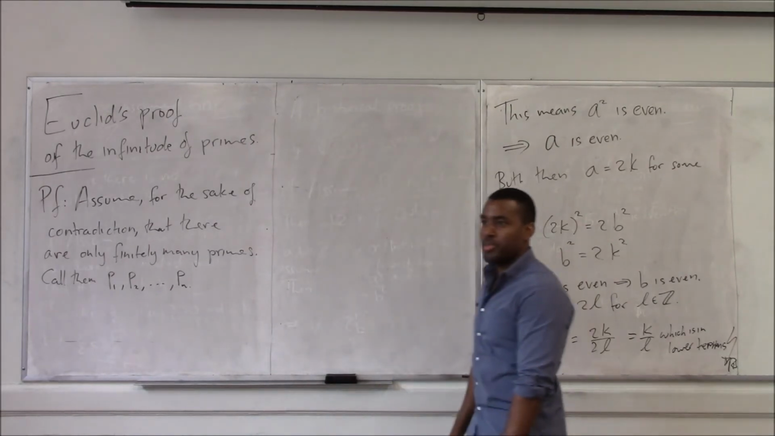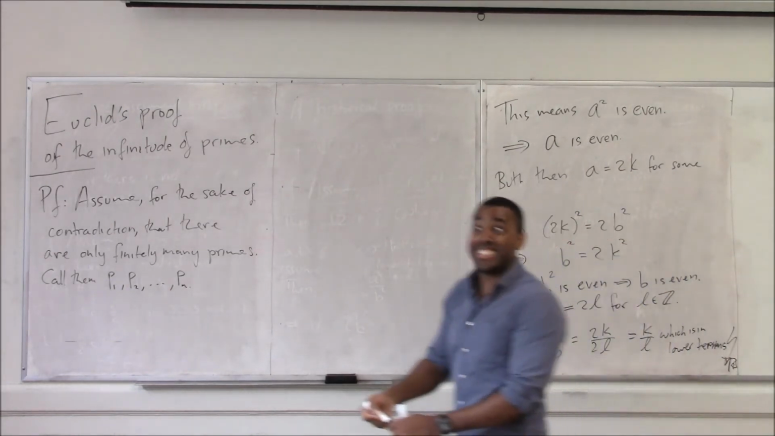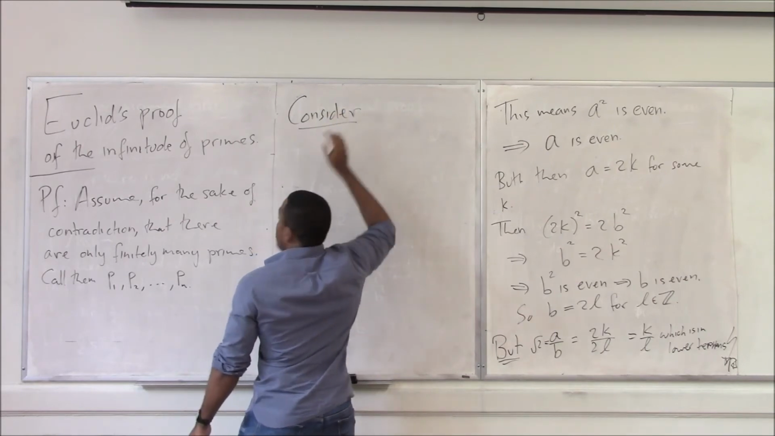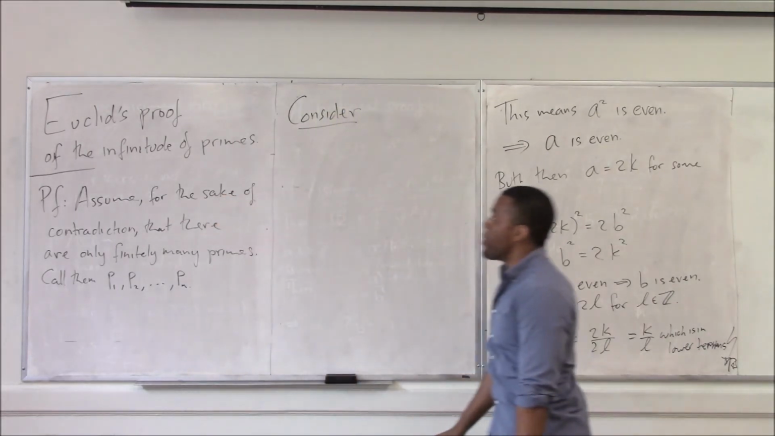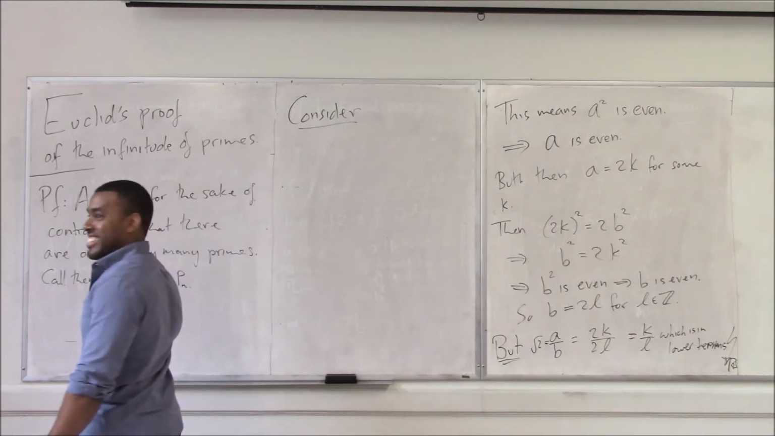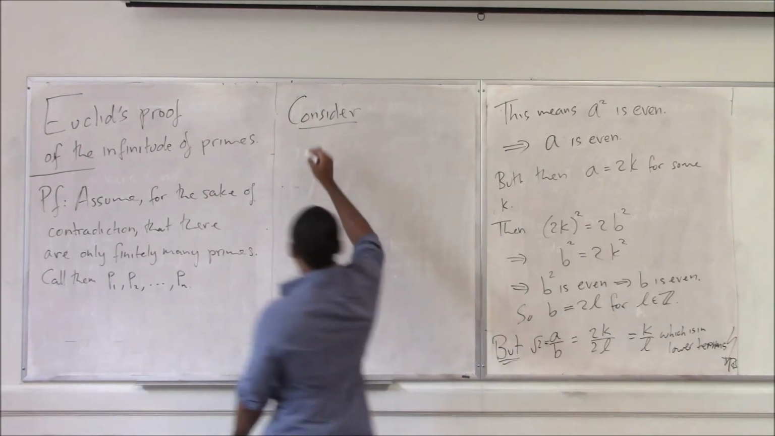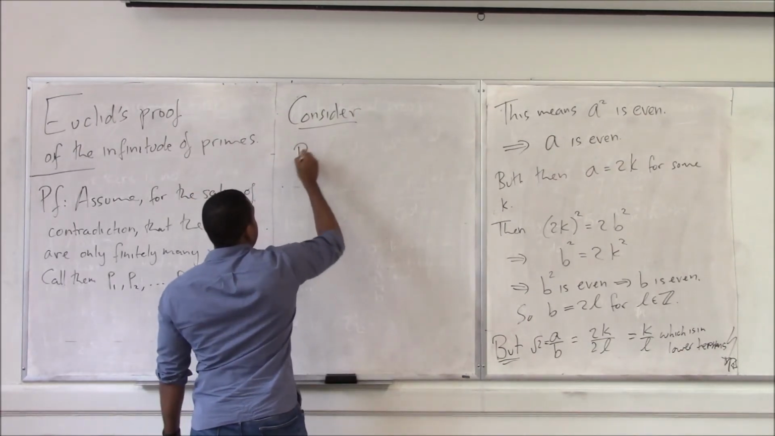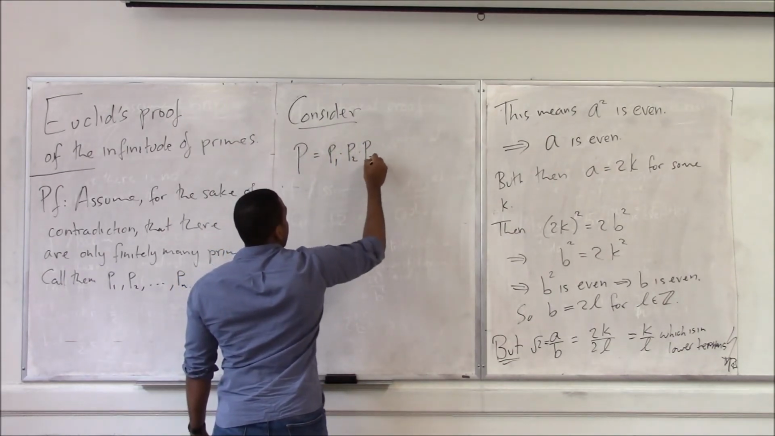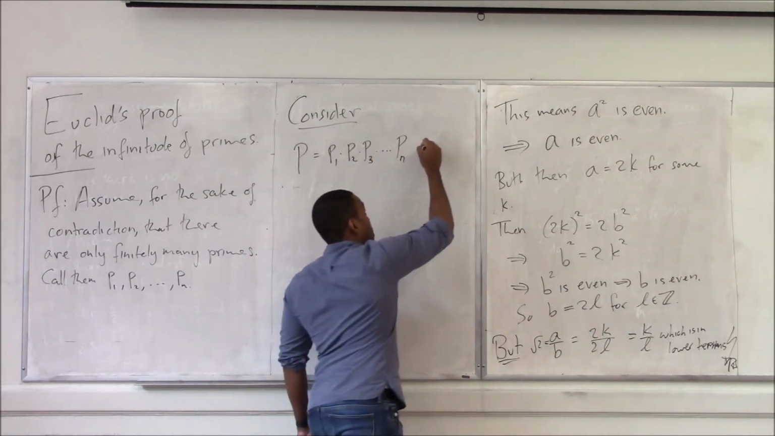Does anyone actually know this proof? What's the next step? Consider another number. Just consider, that word again, and you're like, oh my God, something's going to come out of nowhere. Does anyone know what number he considered? One more than the product of all of those. Consider this number: P1 times P2 times P3 up to Pn, plus 1.